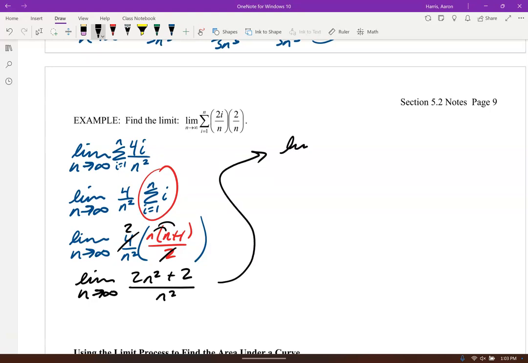So I have the limit as n goes to infinity of 2n squared over n squared, so 2, plus 2 over n. Oops, that's a 2n right there. 2n over n squared, which is 2 over n. That'll go to 0. So we're just left with 2 plus 0, which is 2.